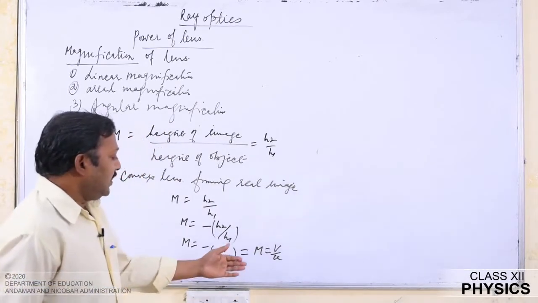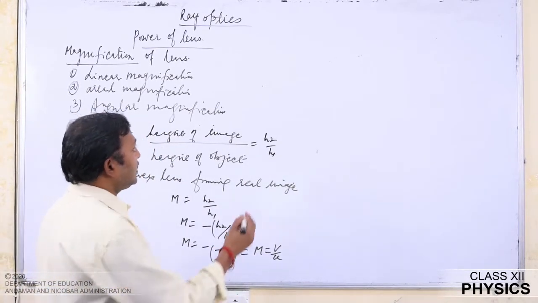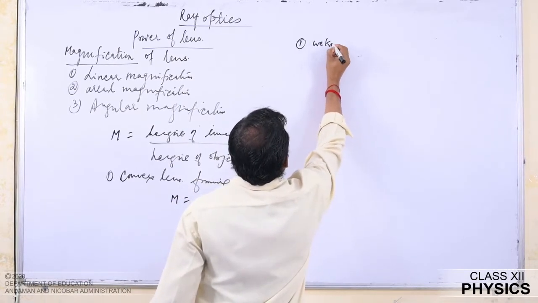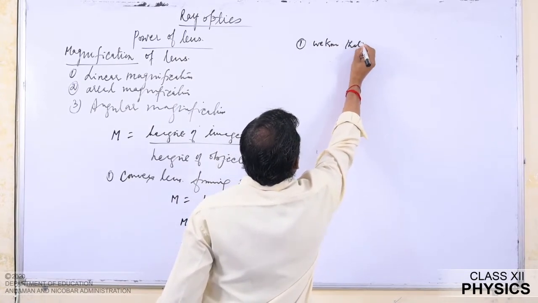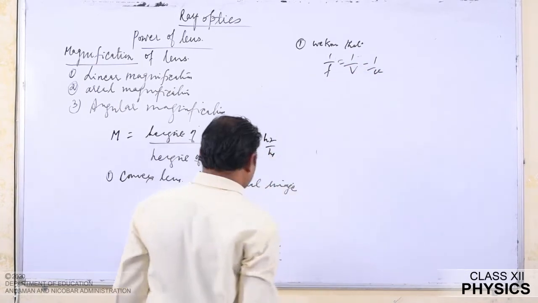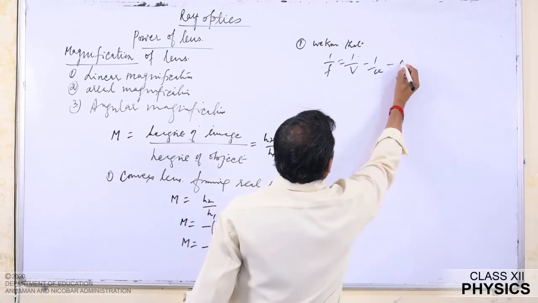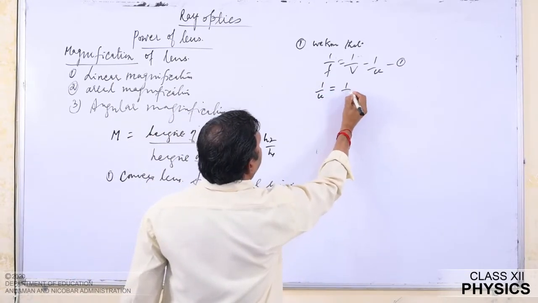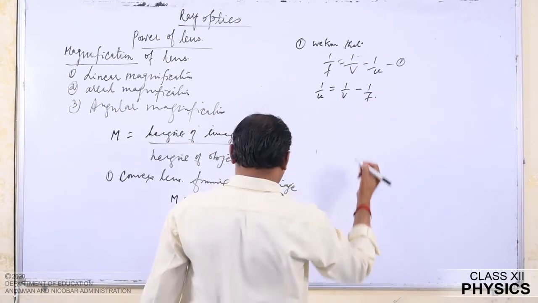Next we will try to see the magnification in terms of focal length. First, we know that 1 by f is equal to 1 by v minus 1 by u. Now from this expression, we can take 1 by u is equal to 1 by v minus 1 by f.